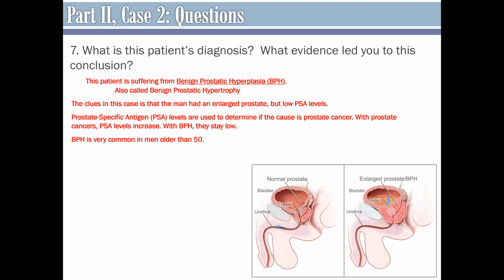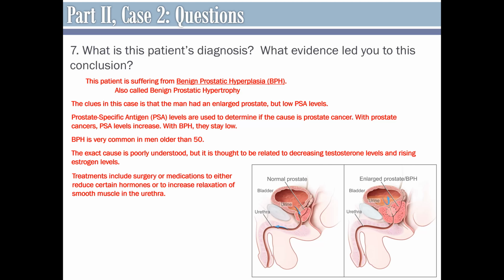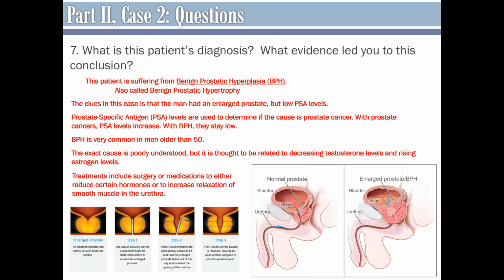BPH is very common in men older than 50, and the exact cause is poorly understood, but it is thought to be related to decreasing testosterone levels and rising estrogen levels. Treatments can include surgery or medications to either reduce certain hormones or to increase relaxation of smooth muscle in the urethra. And here's an example of one of the types of surgeries where they actually go in there and implant a device that holds the prostate gland open, which allows urine to flow through the prostatic urethra with no issues.